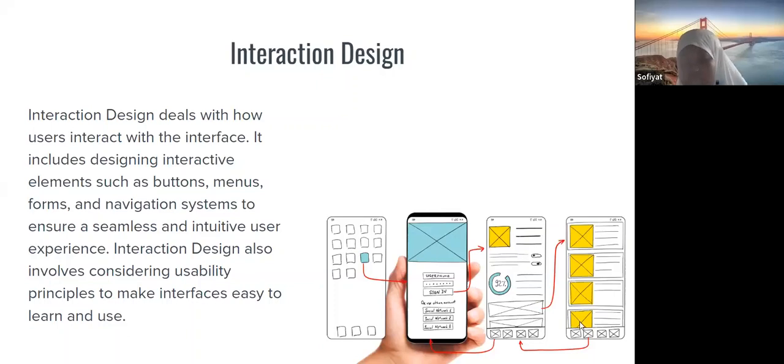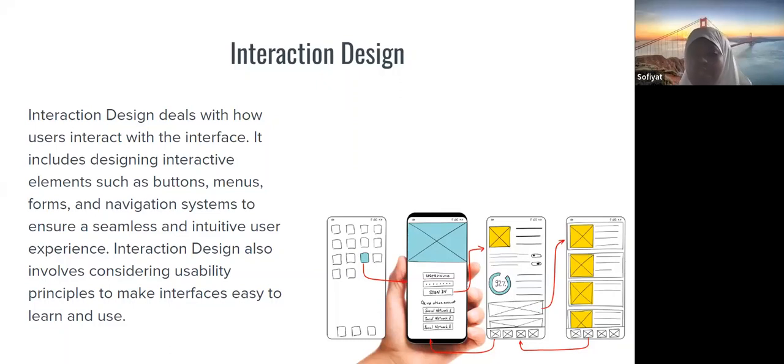If I click on this, if I go back, I should be able to. So these are the interactions that we have. And so interaction is how the user interacts with the interface. It also includes the button. If I click on this menu and everything, it will lead me to one screen. And also, interaction design involves considering usability principles to make the interface easy to learn and use.